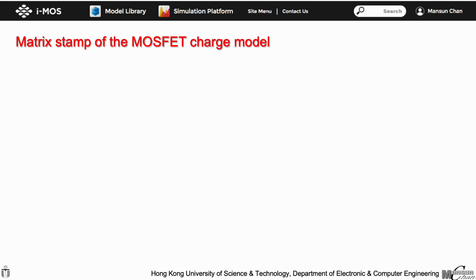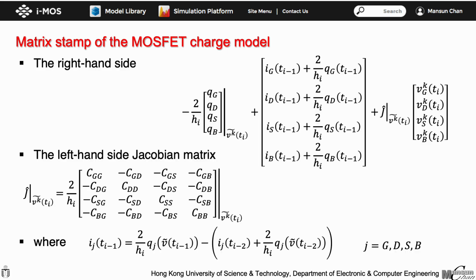Once the capacitances are calculated, they are used to fill the Jacobian matrix during circuit simulation. For example, the matrix stamp for the MOSFET charge model at the ith iteration point and kth iteration step is given here, assuming the trapezoidal rule is used for iteration. This expression is the same as the one given in video 6, but for a more specific device.